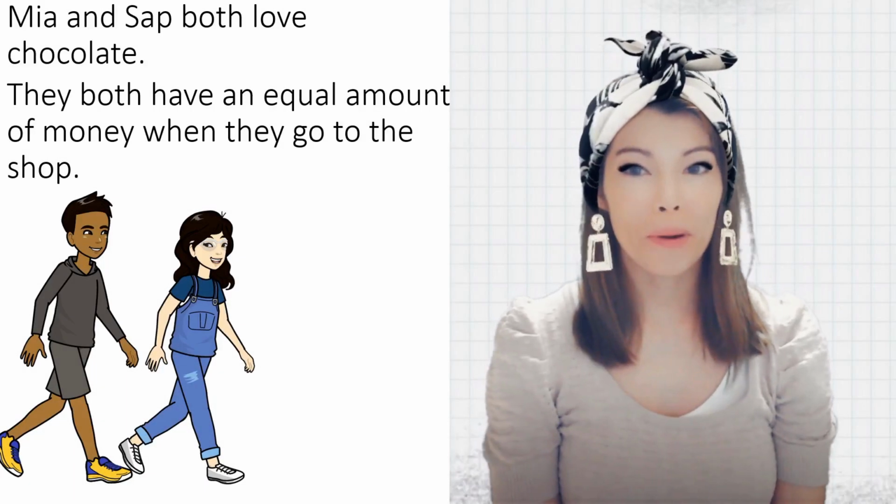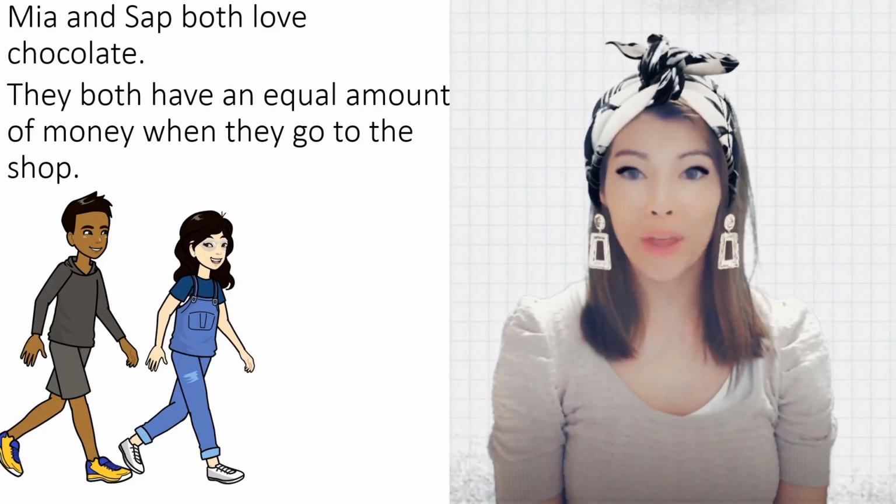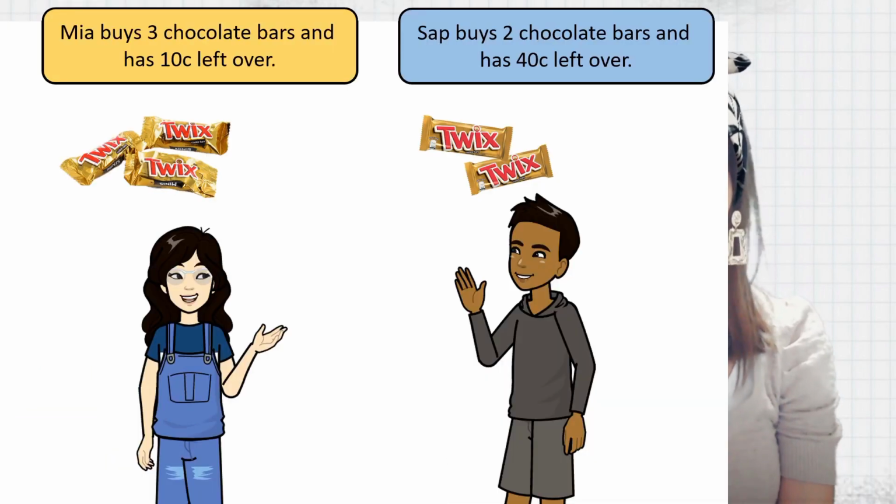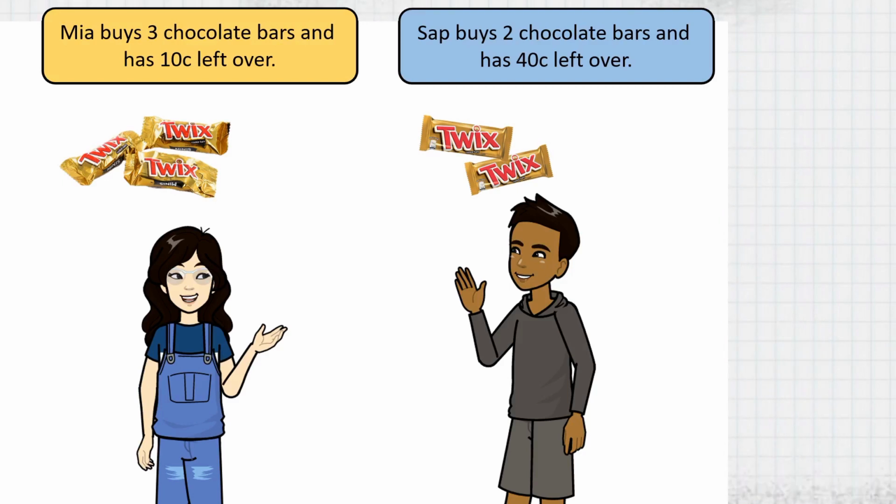Mia and Zap both love chocolate. They both have an equal amount of money when they go to the shop. Mia buys 3 chocolate bars and has 10 cents left over. Zap buys 2 chocolate bars and has 40 cents left over. So we can represent it like so.